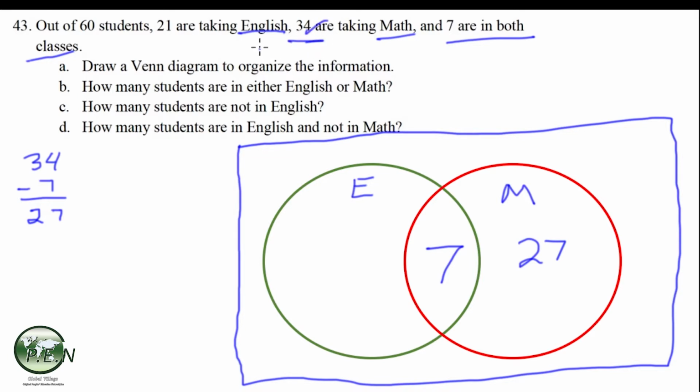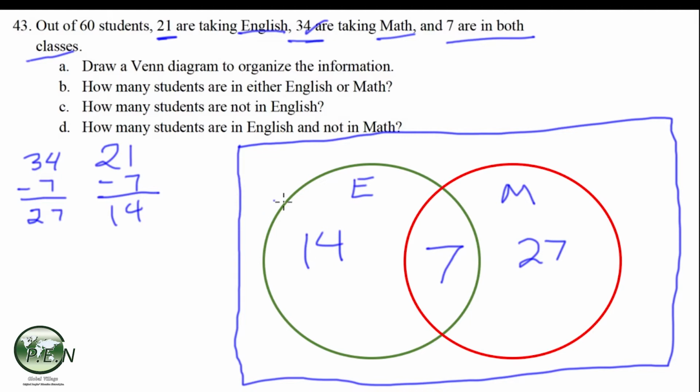That's taken care of. The English, there's 21. Again, in the green circle, there are a total of 21. We've already counted the 7. So 21, subtract off the 7 we've already counted. We're going to have 14 that are in this part of the green circle.